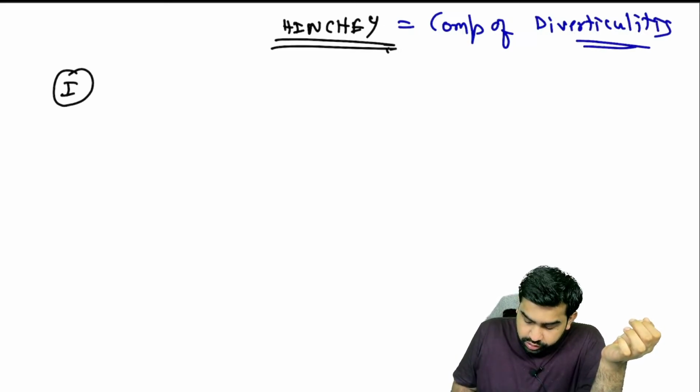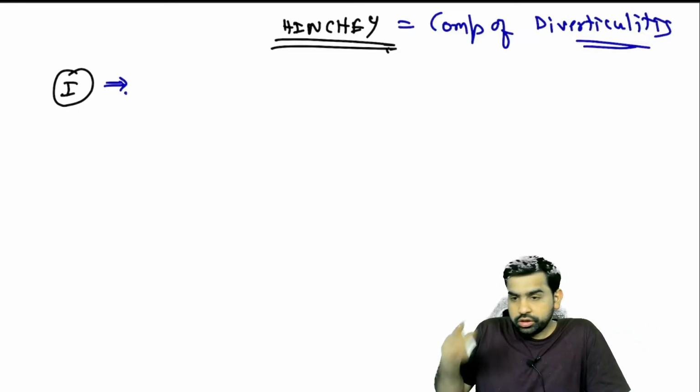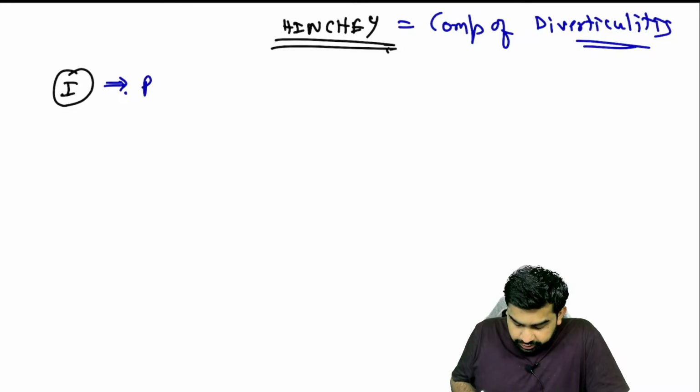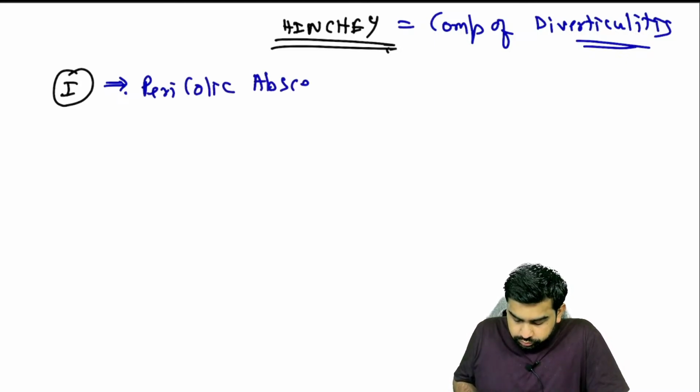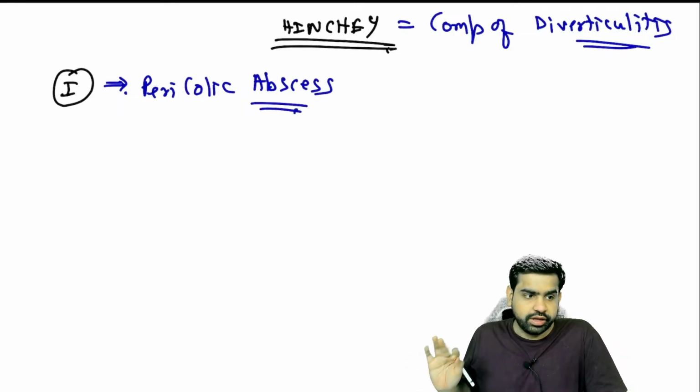What are these particular Hinchey's classification? Hinchey's type 1. What is this Hinchey's type 1? This is what is called a pericolic abscess. Okay, so there's a localized abscess. Pericolic abscess is basically a localized abscess. This is your Hinchey's type 1.